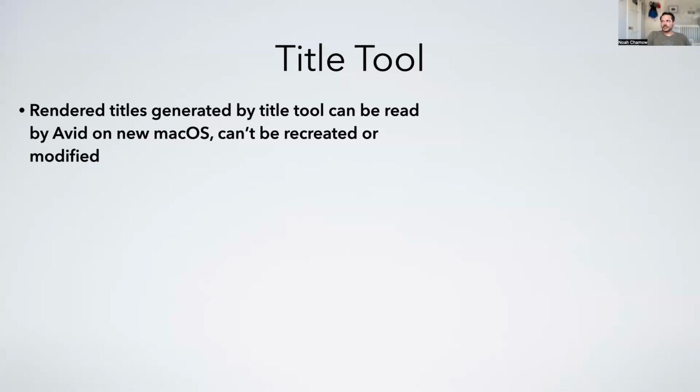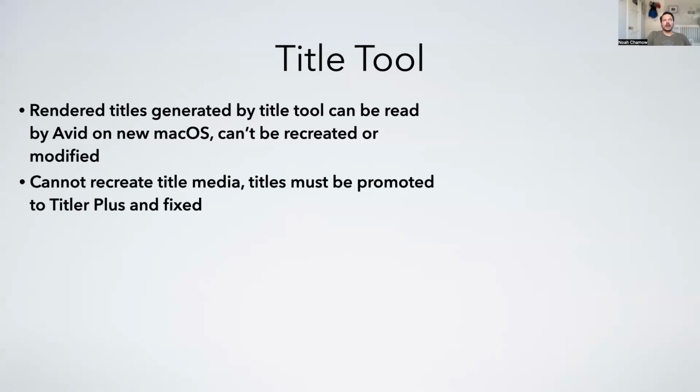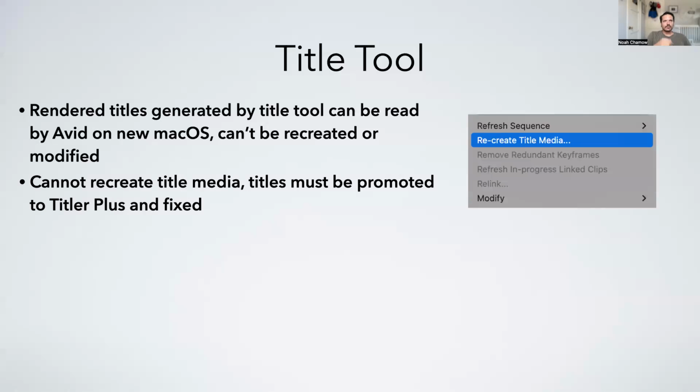So another thing to note is that you cannot recreate title media. What you're used to doing is you get the sequence, it's all title tool titles, they're all offline. So what we're all used to doing is going up to the top, selecting it out and choosing recreate title media. Well, what recreate title media will do is try to use title tool. And so when you click that button, it will do nothing. So you might be frustrated to find out that you cannot recreate your titles.